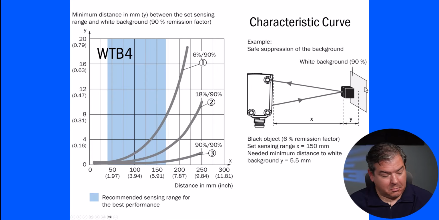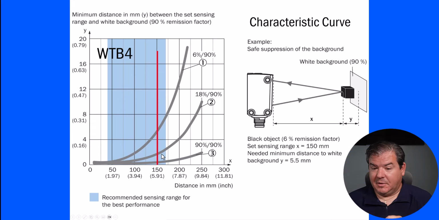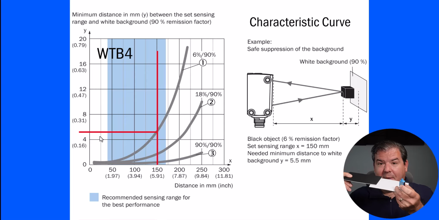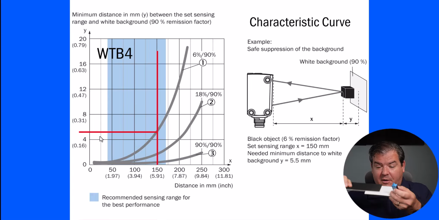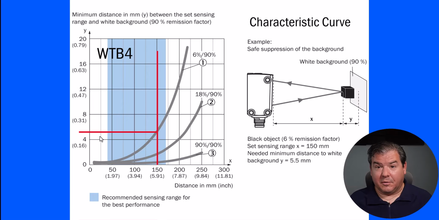Here's a white background, just like what we have. Here's a black target. It's a cube, in this case a small card. So we have a black object with the sensing range at 150 millimeters. We need a distance of this black target to the white background of only 5.5 millimeters. So if the target is 5.5 millimeters or thicker sitting on here, it'll work. Or if it's 5.5 millimeters away from a background, this sensor will work. It would be worth testing in the application if that's your challenging application.